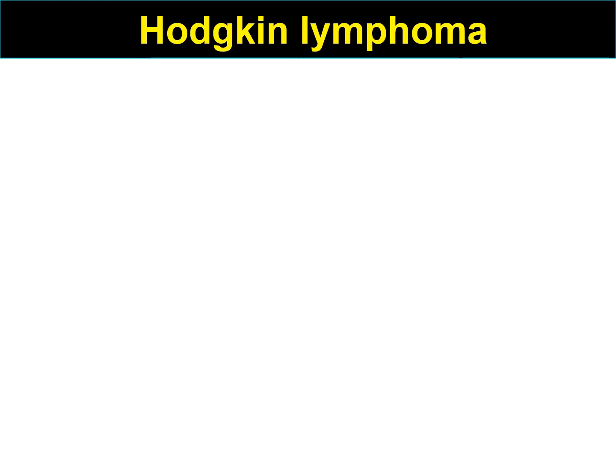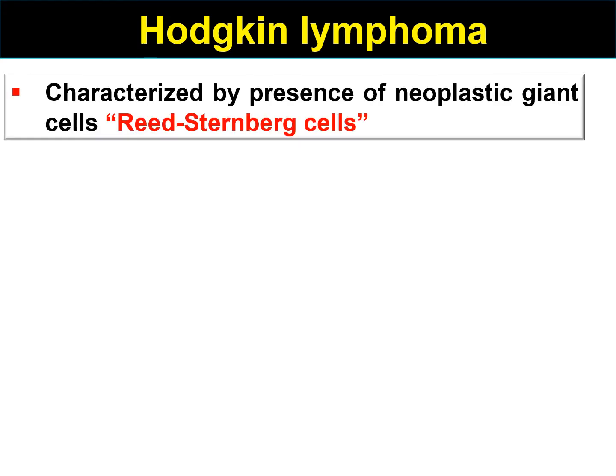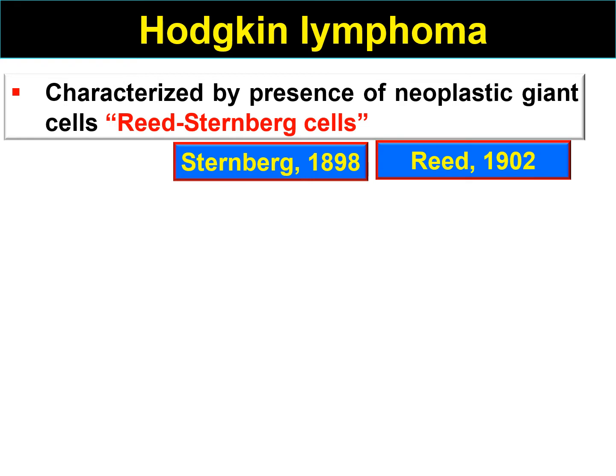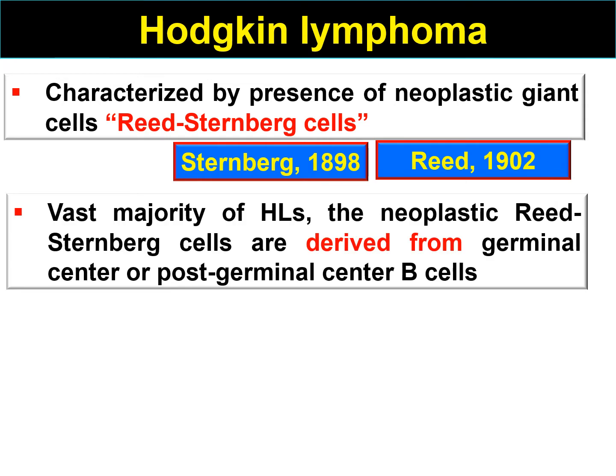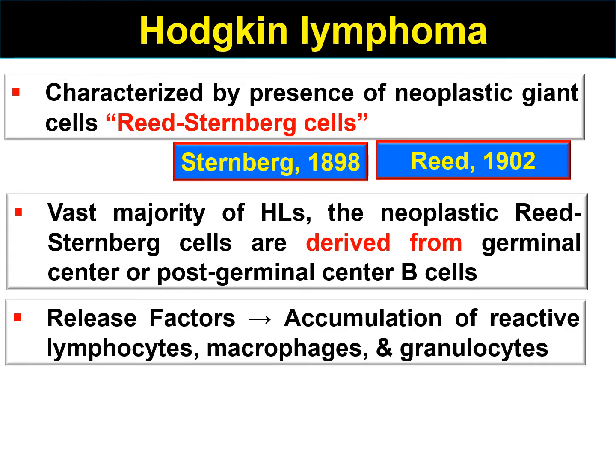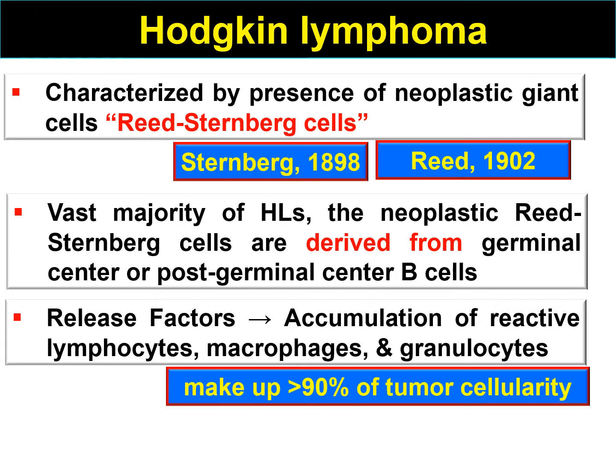Hodgkin lymphoma is characterized by the presence of the Reed-Sternberg cell that was described by Sternberg and Reed in 1898 and 1902 respectively, and in the vast majority of these Hodgkin lymphomas, the Reed-Sternberg cell derives from germinal center or post-germinal center B cells. These cells release factors that lead to accumulation of reactive lymphocytes, macrophages and granulocytes, and these inflammatory cells make up more than 90% of the tumor cellularity.